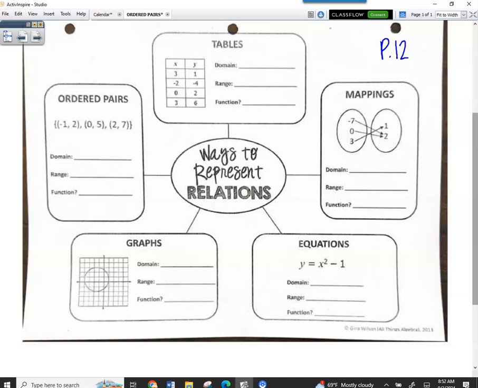Ways to represent relations. Remember we said relations are when you just pair numbers together. So we're going to look at ordered pairs, table, mappings, equations, or graphs. Let's start with ordered pairs. I would argue this is the easiest one.